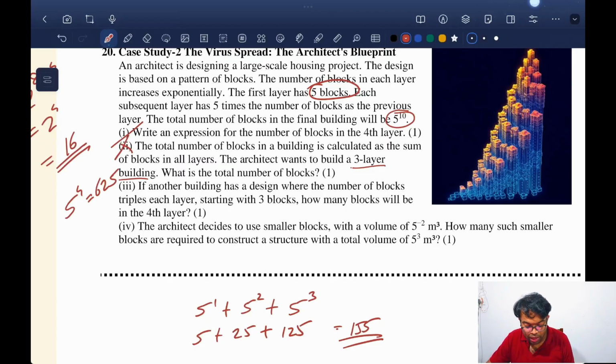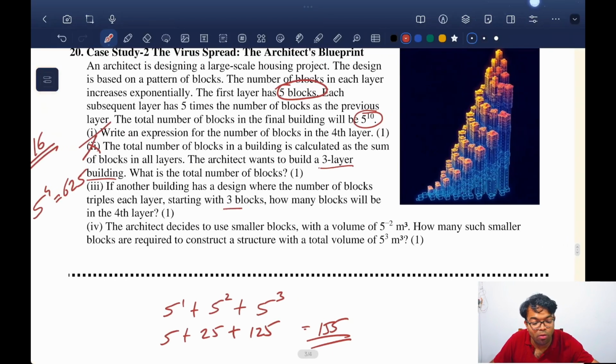In another building, एक और डिजाइन है उसके पास, where the number of blocks triples each layer starting with 3 blocks, triple हो रहा है starting with 3 blocks, how many blocks will be in the fourth layer? 3 to the power 4 is equal to 81. ये सही है. The architect decides to use smaller blocks with a volume of 5 to the power minus 2 meter cubed. How many such smaller blocks are required to construct a structure with a total volume of 5 cubed meter cubed?